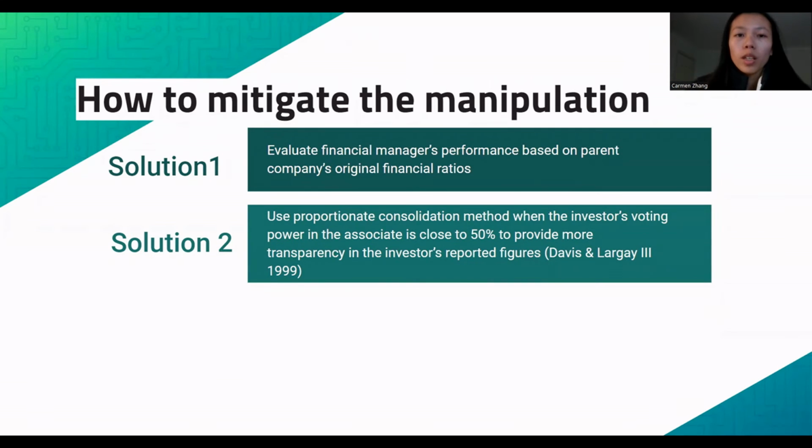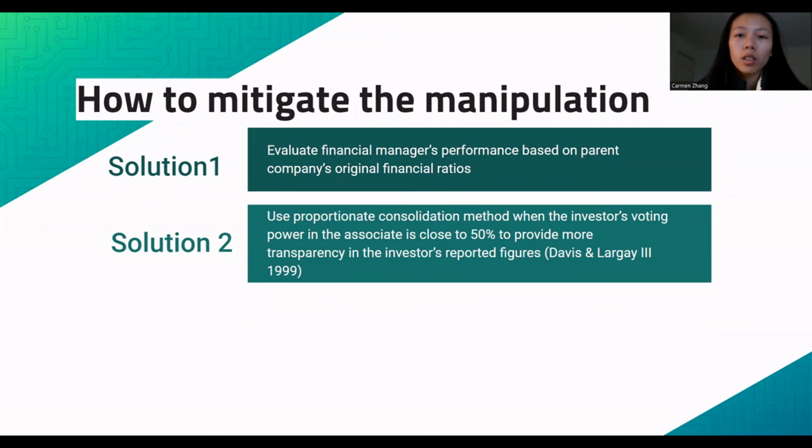Solution 2. One aspect of the equity method that allows managers to mask underlying economic problems is that it is a one-line consolidation method. The proportionate consolidation method, when the investor's voting power in the associate is close to 50%, can be used to provide more transparency in the investor's reported figures.